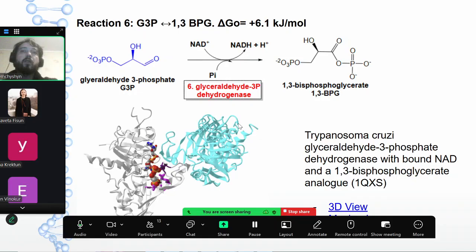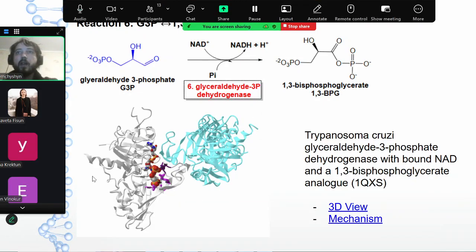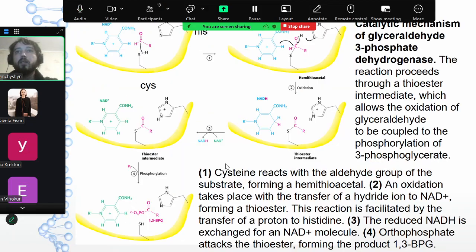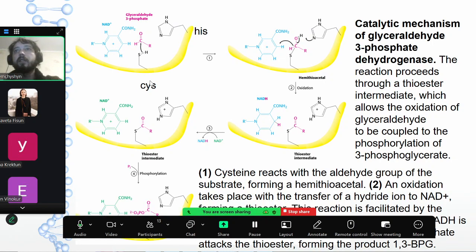Here is glyceraldehyde 3-phosphate dehydrogenase, a really nice protein, and once again you can use the 3D view and mechanism to get into details. Here are details of the mechanism, pretty simple as you see. Here are cysteine and histidine residues that are used. So cysteine is basically donating a hydrogen to the glyceraldehyde 3-phosphate. Here you see NAD plus that will be transformed into NADH.